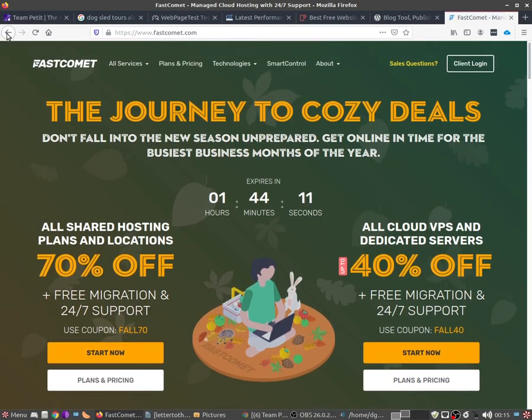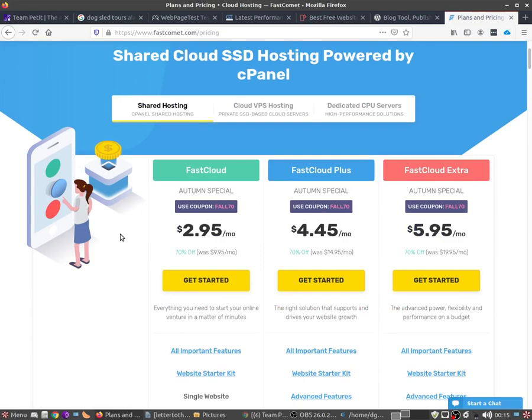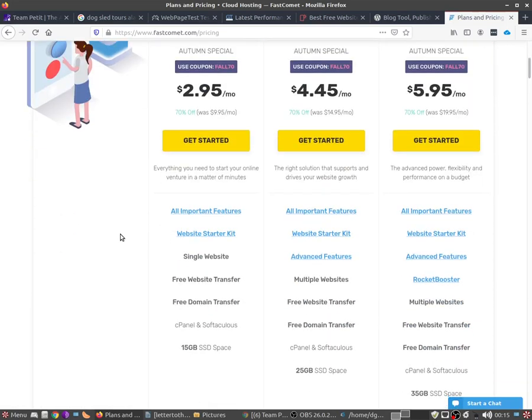Oh, you probably don't know what cloud hosting is. Basically it's hosted up in the cloud. Technically, everything's in the cloud. I didn't mean to say cloud. I meant to say it's SSD.